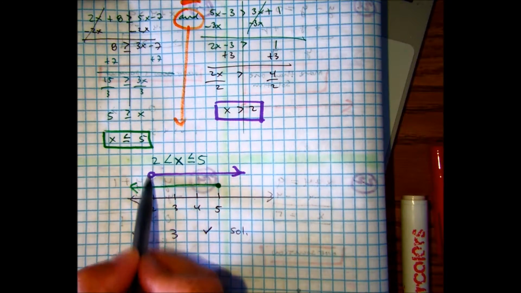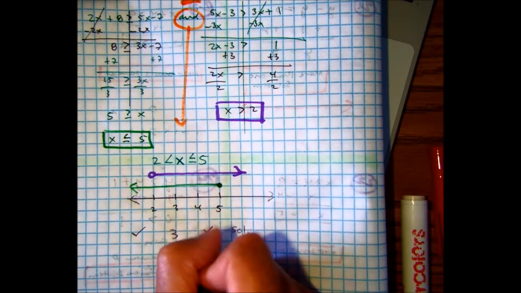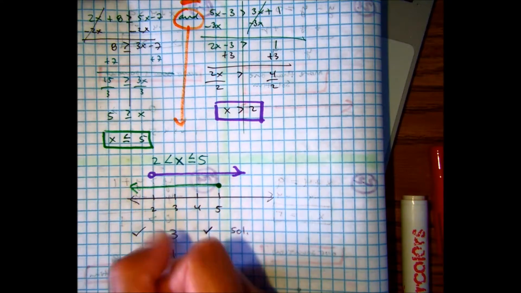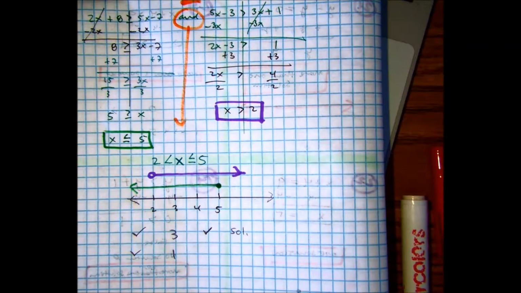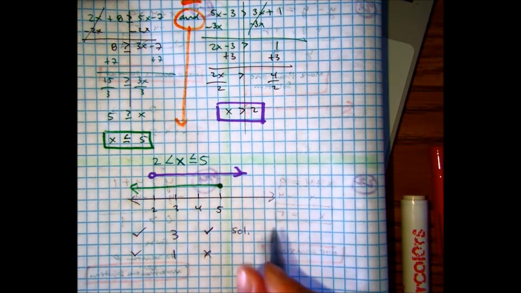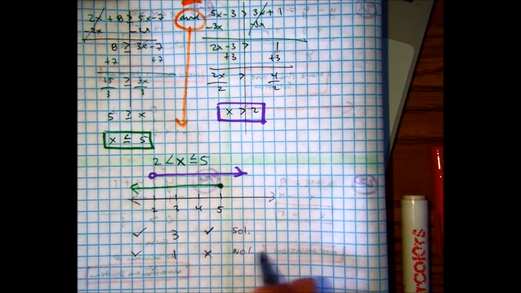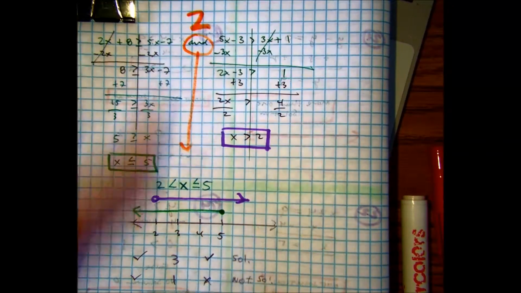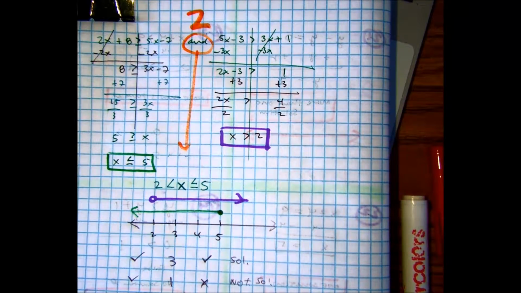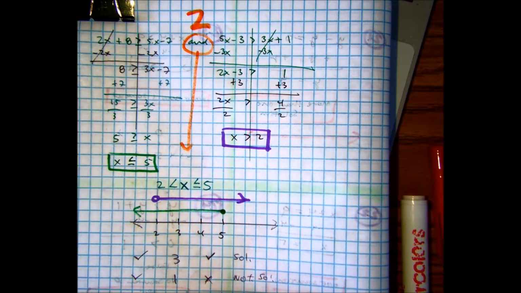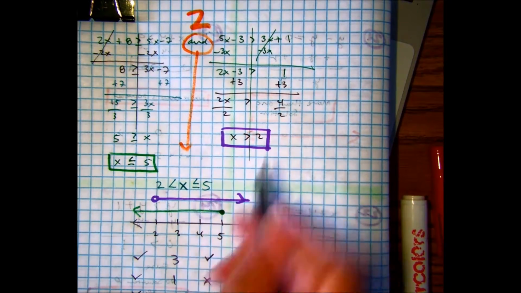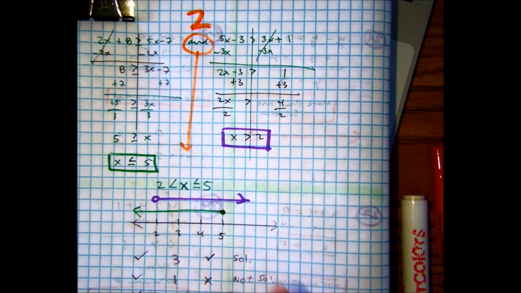Okay, good. 1 is on the outside of those numbers. Class, is 1 smaller than or equal to 5? Is 1 bigger than 2? Solution, not a solution? Because in this problem you need what? You need to meet 2 conditions, 2 check marks. So I'll pick another number. What number? Is 6 smaller than 5? Is 6 bigger than 2? Solution, not a solution?